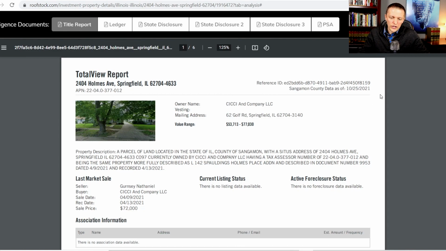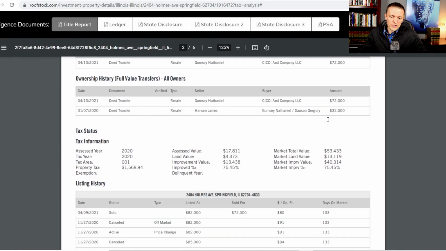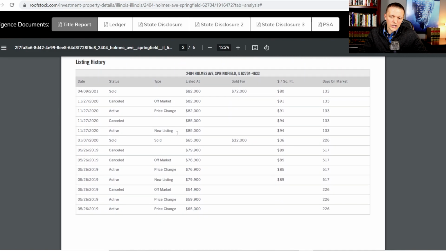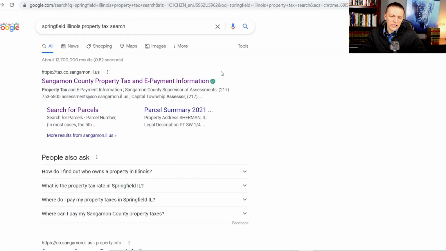This is actually a pretty neat little report that gives us a whole lot of information about many different things. But one of the things, and the reason I'm showing you this right now, is it includes property taxes. So right here it says that the property tax on this property for the tax year 2020 is $1,568.94. And I actually went and verified this independently by searching for Springfield, Illinois property taxes on Google.